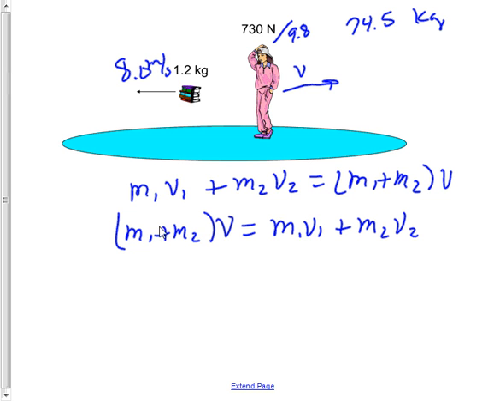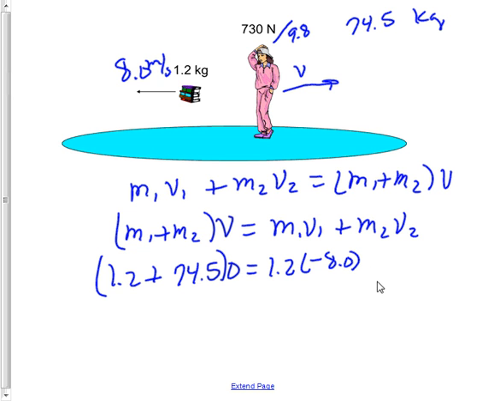Okay, so let's start off. Let's let m1 be the books and m2 be the mass of the girl. So we'll do 1.2 plus 74.5. Okay, it's logical to think they're not traveling initially, so we'll write that as 0. Equals 1.2 times a negative 8.0, as the books are going west or to the left.